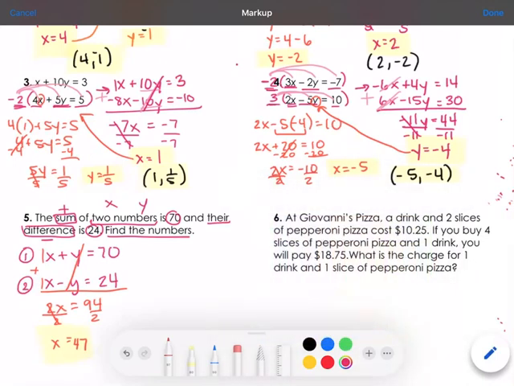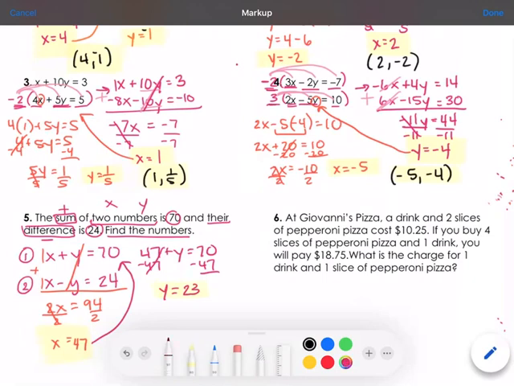Now I can take this and plug it back into one of the equations. I'll plug it in here. So I get 47 plus y equals 70. Subtract 47 from both sides, and I get y equals 23.